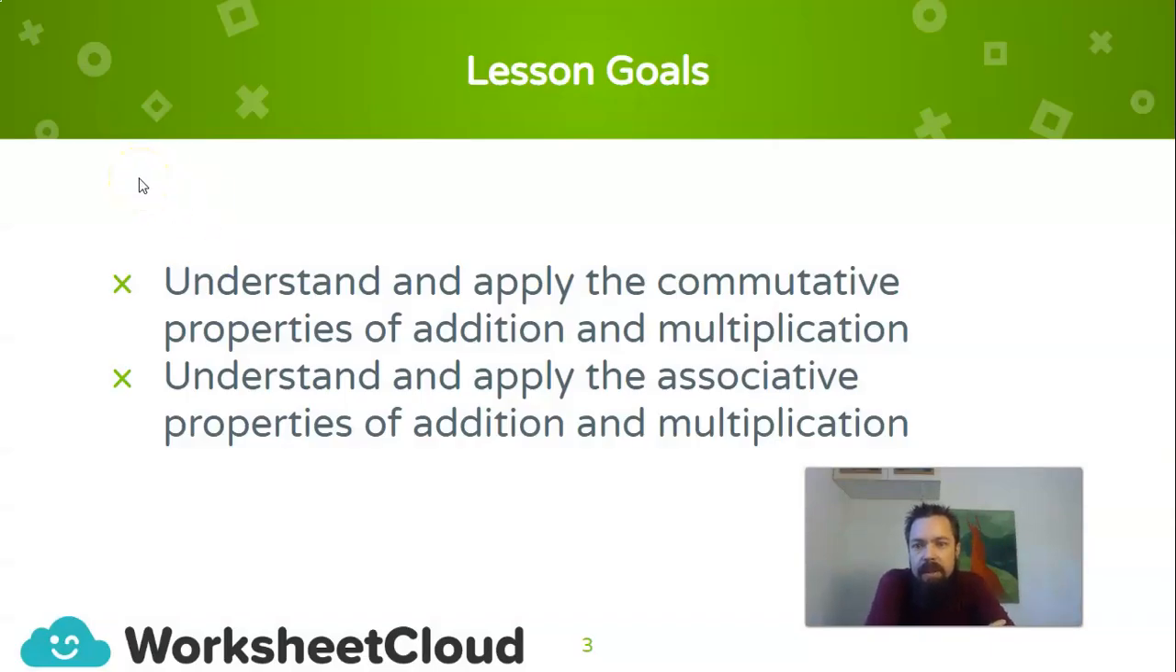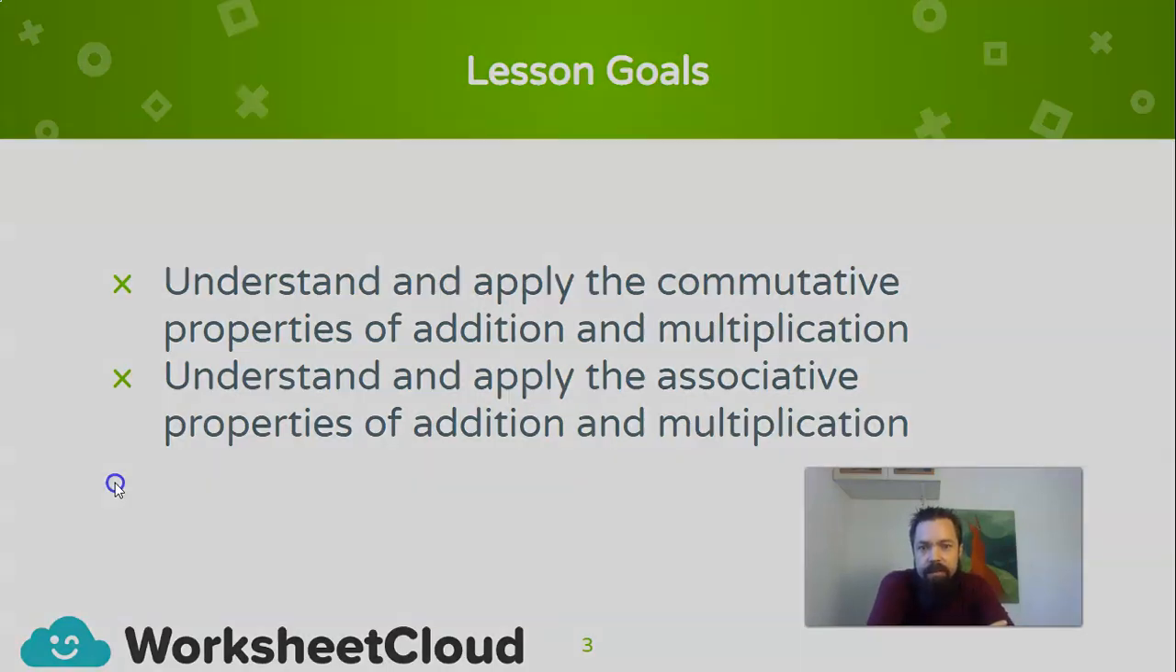Understand and apply the commutative properties of addition and multiplication. Understand and apply the associative properties of addition and multiplication. So those are the 2, and we're only looking at them with addition and multiplication. And that is because they only work with addition and multiplication.